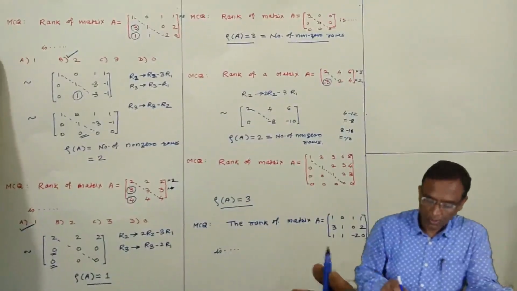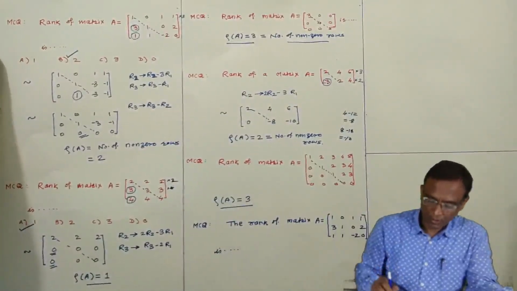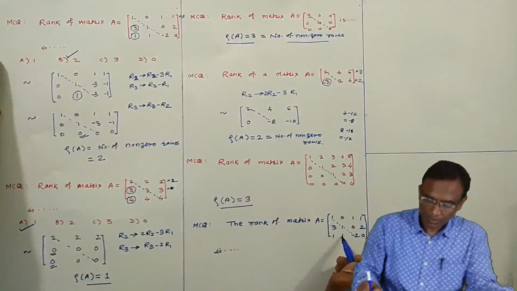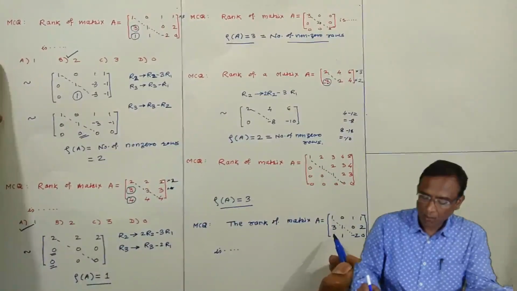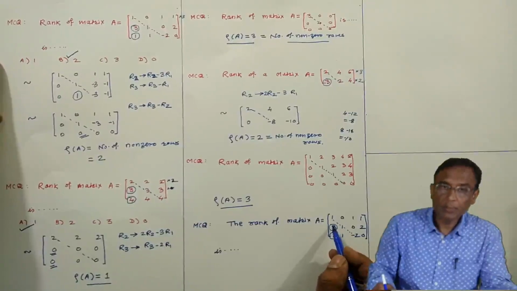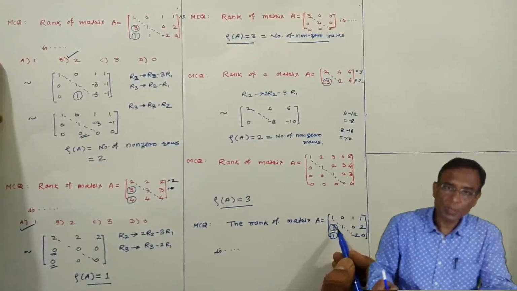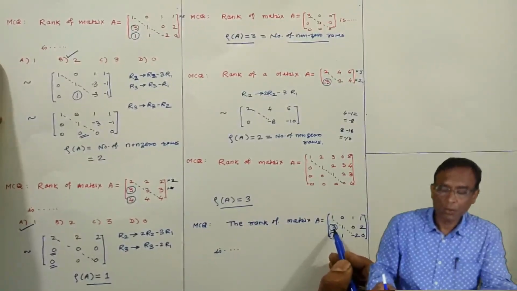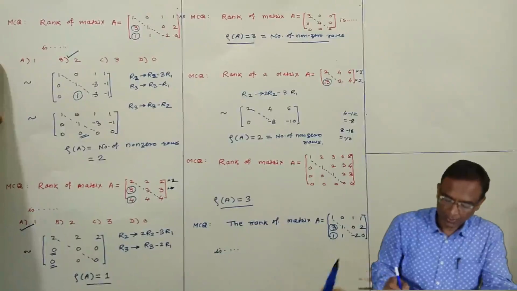Now the next problem, the rank of this matrix we want. Here this is the diagonal. I want 0 at these 3 places. In the first step, I am going to bring 0 at these 2 places because these two places are the elements of the first column which are below the diagonal.